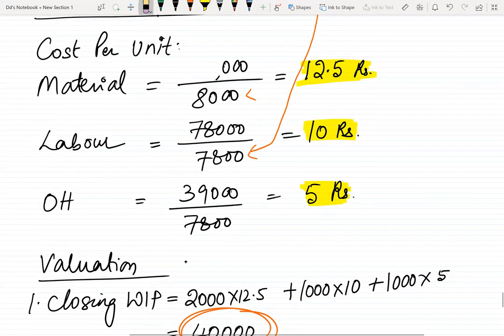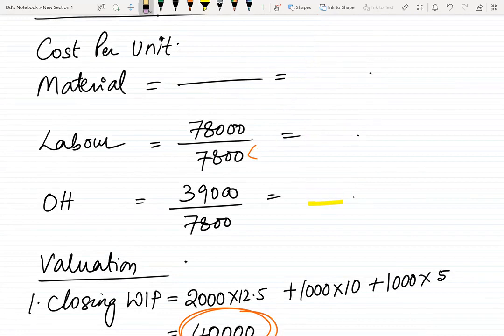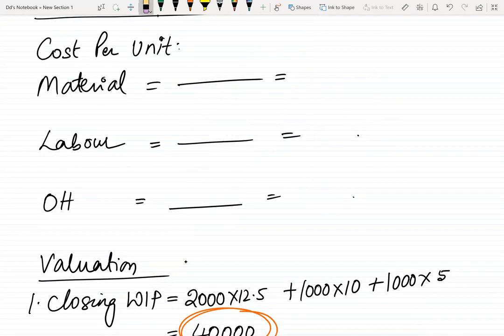Then come to step 2, cost per unit. Now listen to me, what to do. There will be a difference here also. These three numbers will be different now. Sir, why different?